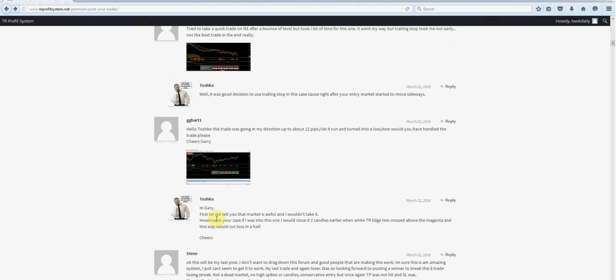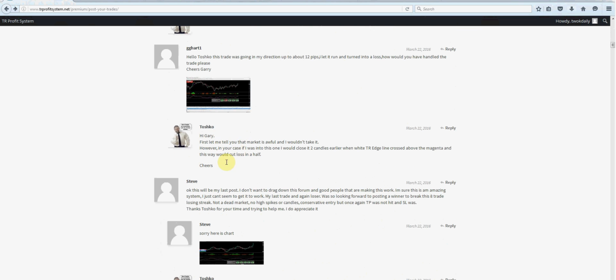Let's see here. First, let me tell you the market is awful and I wouldn't take it. However, in your case, if I was into this one, I would close it 2 candles earlier when white TR edge line... I have a problem reading Toshko's stuff. It seems like he's missing some words here. All right. Close it 2 candles earlier when the white TR edge line crossed above the magenta. And this way, I could have cut losses in half. I don't know. You guys see what he's trying to say, though.